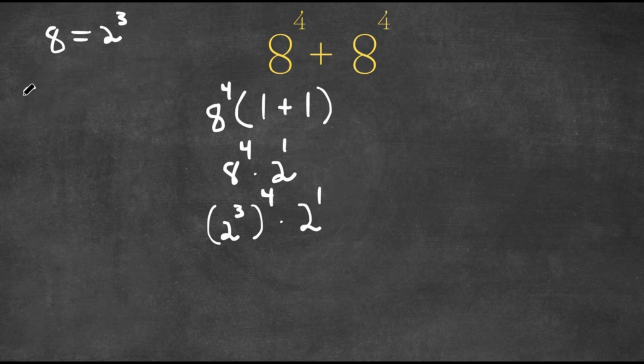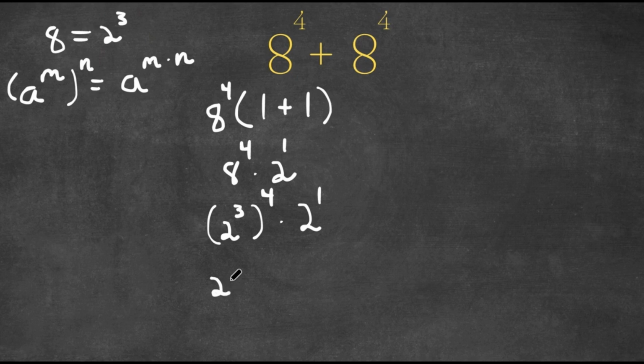Now, if we have something in the form a to the power of m to the power of n, this can be written as a to the power of m times n. So 2 to the power of 3 to the power of 4 can be written as 2 to the power of 3 times 4, which is equal to 2 to the power of 12. So now we have 2 to the power of 12 times 2 to the power of 1.